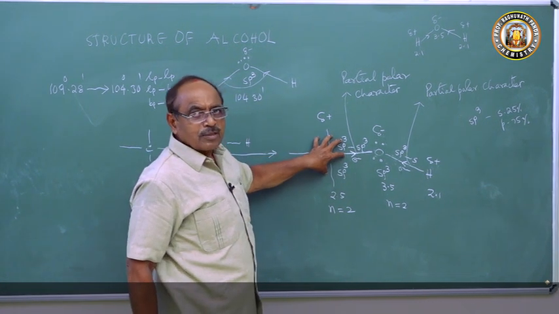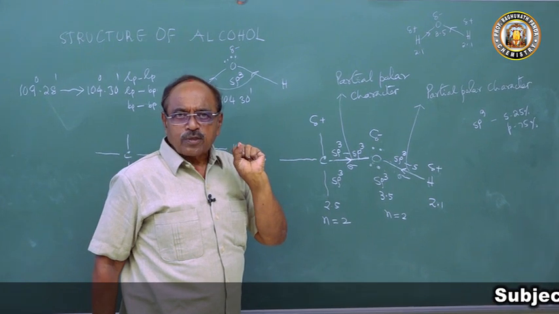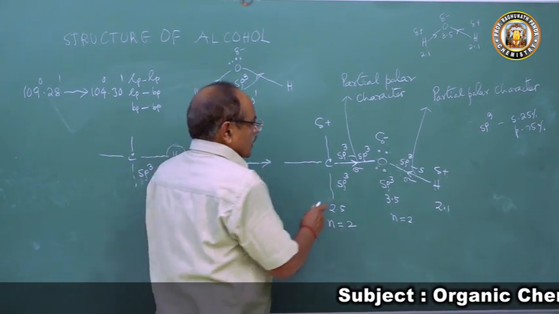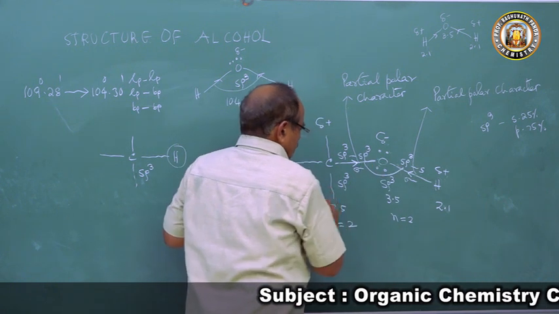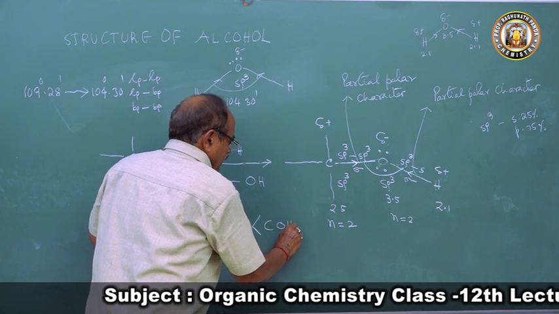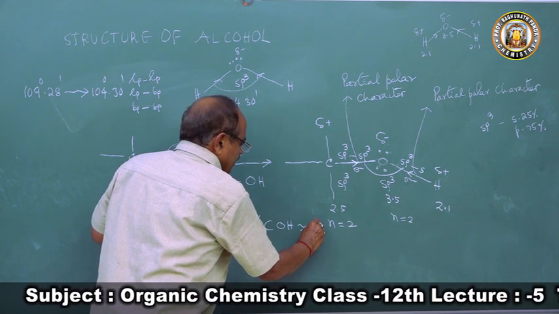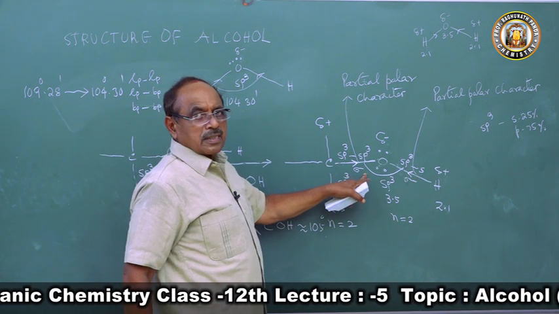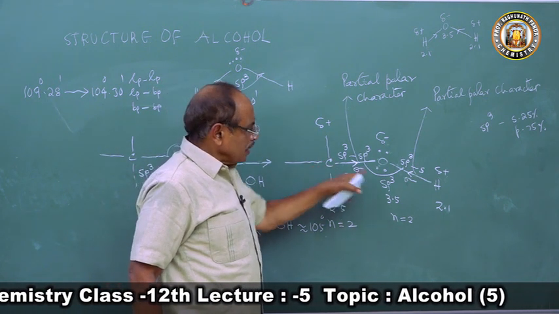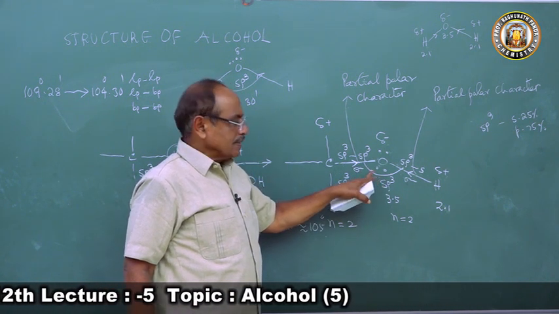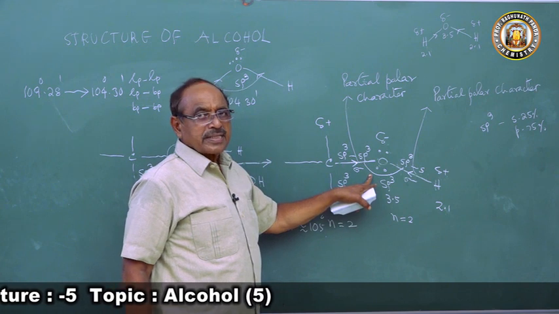substituted by an alkyl group, and the alkyl group is a nonpolar, bulky group. So the COH bond angle in alcohol is around 105 degrees. This is not a linear molecule; it is a bent molecule, and this is the state of affairs in the structure.